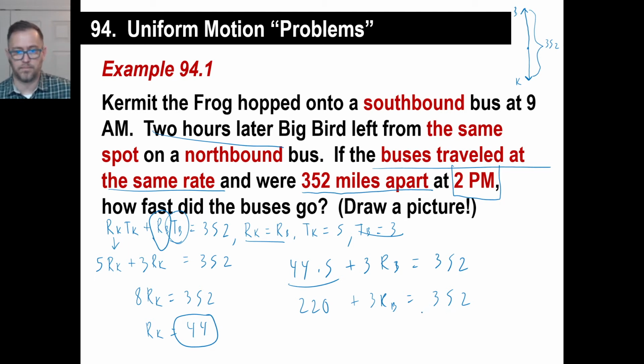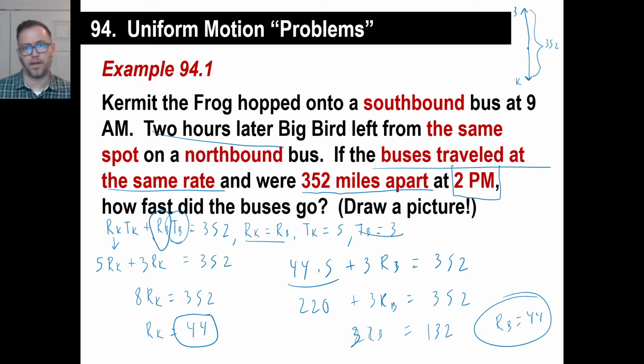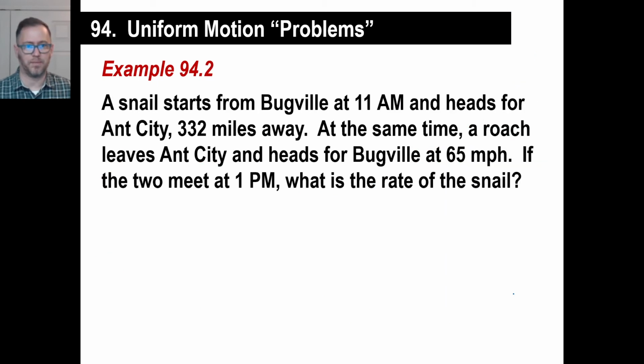Did I do that right? Okay, looks like I didn't do that right. Well, maybe I did. Okay, the rate of Big Bird is 352 minus 220, which is 132. Oops, that should be 3, right? Okay, well, it looks like they're both 44 miles an hour. Okay, interesting. All right. The important thing is getting those 4 equations out of that. Let's look at another one.